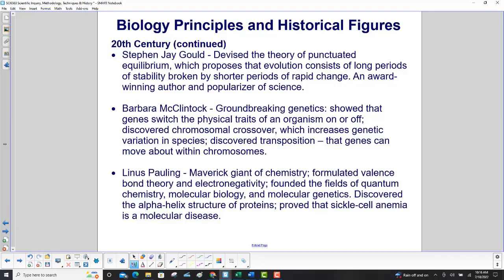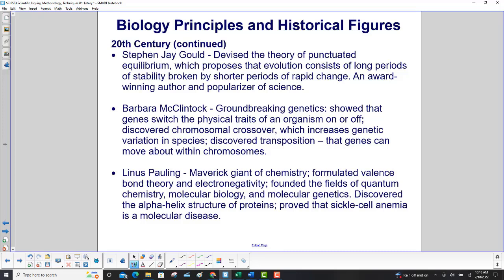20th century continued. Stephen Jay Gould devised the theory of punctuated equilibrium, which proposes that evolution consists of long periods of stability broken by shorter periods of rapid change. An award-winning author and popularizer of science. Barbara McClintock, groundbreaking genetics, showed that genes switch the physical traits of an organism on or off. Discovered chromosomal crossover, which increases genetic variation in species. Discovered transposition, that genes can move about within chromosomes.